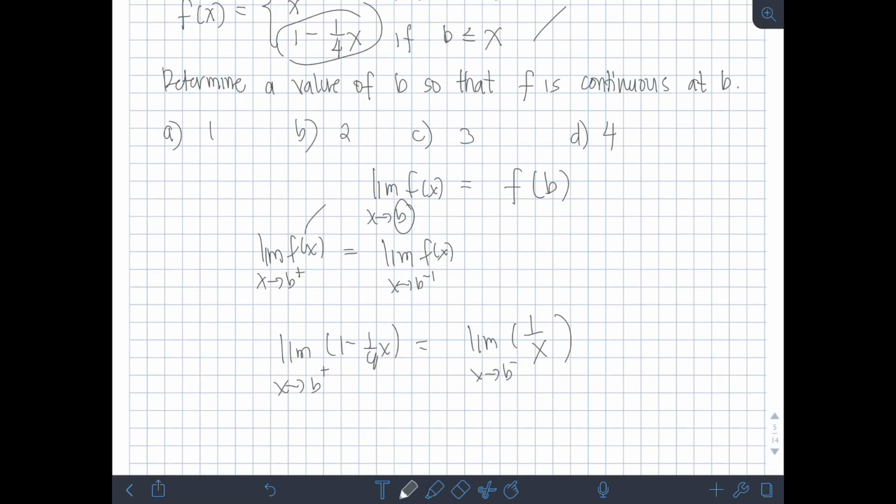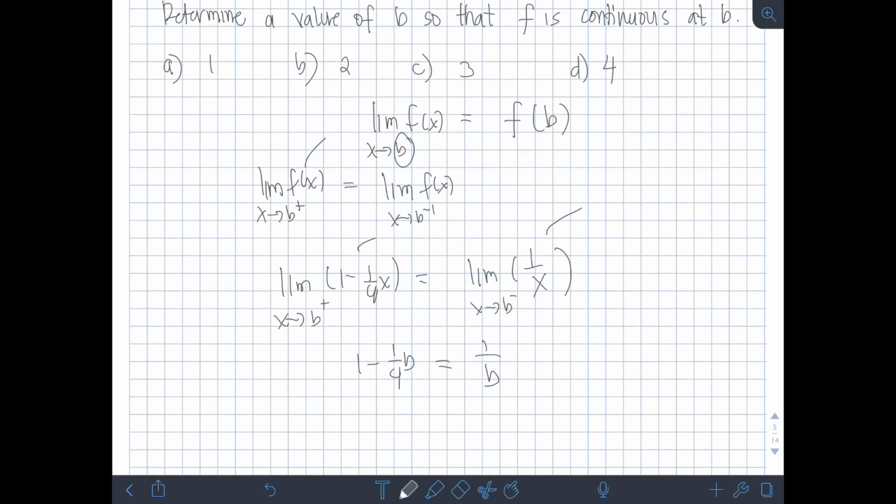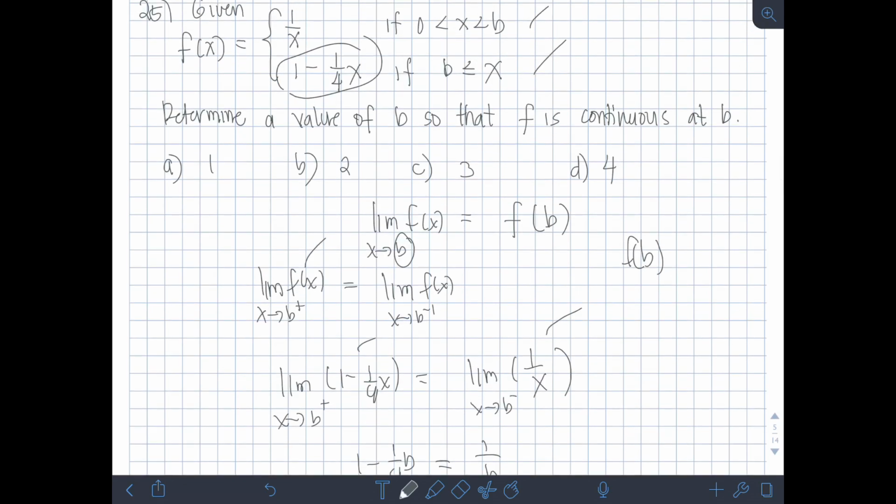So para mag-evaluate nito, di ba polynomial lang naman siya, substitute lang natin yung b dito sa mga functions. So para dito sa left side, we have 1 minus 1/4 b equals, dito sa right side, 1 over x, or palitan natin yung x ng b, so 1 over b. Okay? So, para naman doon sa f of b, walang problema kasi evaluate lang naman natin tong f of x doon sa x na b.